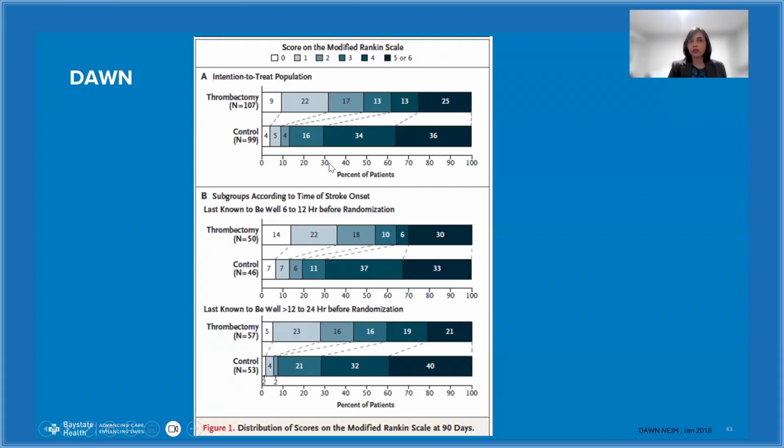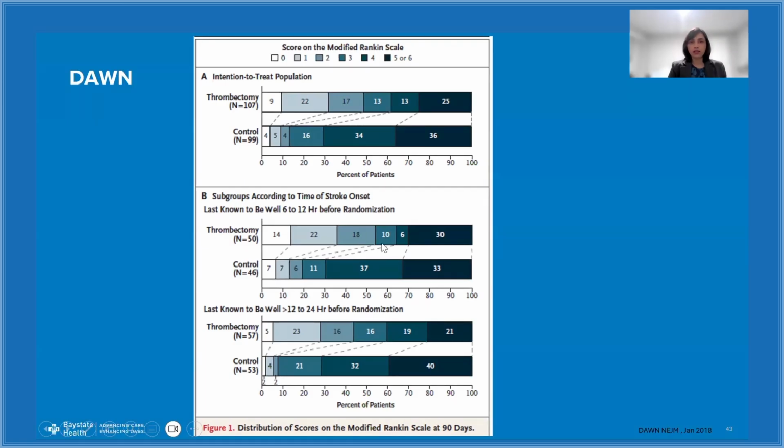That means they're dependent on care, they are bedbound. 6 is death, so they did not survive. And you can just visually see the difference. Again, they looked at subgroups, and that was up to 12 hours. And even in that case, you can see more of these shades of 0, 1, and 2.